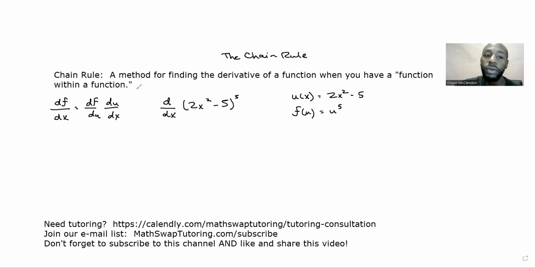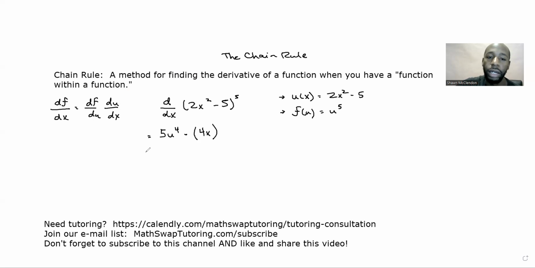Now, the derivative of the function with respect to x is going to be the derivative of f with respect to u times the derivative of u with respect to x. So let's find that derivative. What is df/du? What's the derivative of u to the 5th? That's going to be 5u to the 4th. Easy enough. Now we're going to find the derivative of u with respect to x. So that's going to be times the derivative of this term, which is 4x. And remember, the derivative of a constant is just 0. So that's it there.